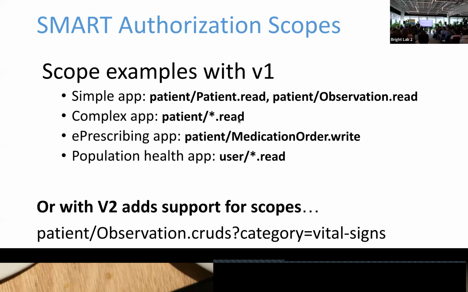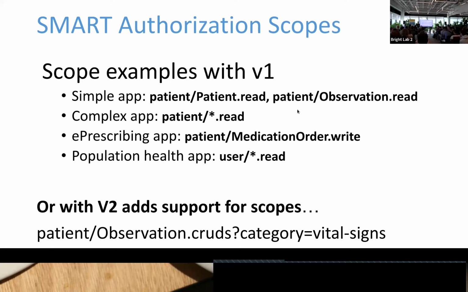Or maybe you would have an electronic prescribing app that needs to be able to write medication orders, or I should say in the most current version of FHIR, medication request resources. And I also want to say that one of the improvements that we've made to SMART in the most recent published version, which is version 2, is to include more specific scopes.